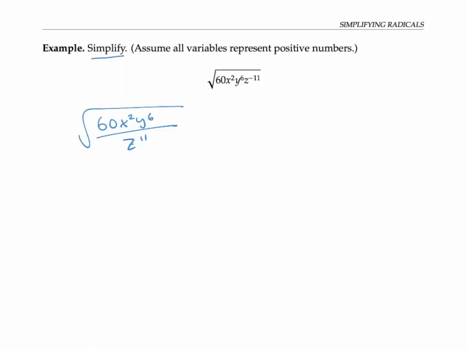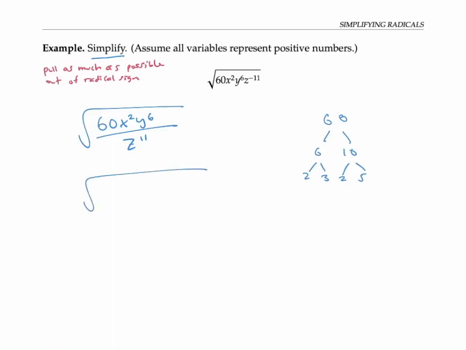Now, when you're asked to simplify a radical expression, that generally means to pull as much as possible out of the radical sign. To pull things out of the square root sign, I'm going to factor my numbers and try to rewrite everything in terms of squares as much as possible, since the square root of a square, those two operations undo each other. So I'll show you what I mean. First, I'll factor 60. So 60 is going to be 2 squared times 3 times 5. And I'll just copy everything over for now.